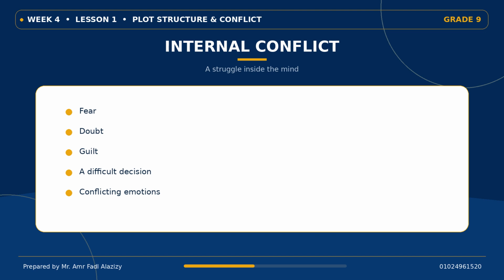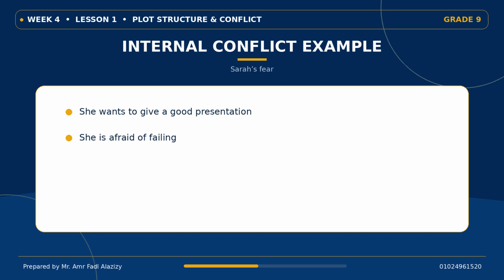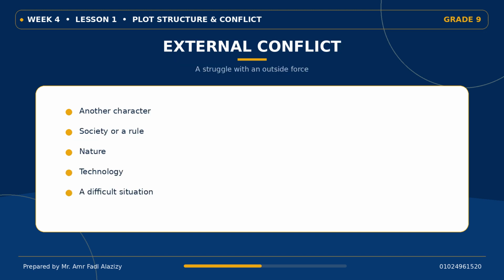Internal conflict happens inside the character's mind. The character may struggle with fear, doubt, guilt, a difficult decision, or conflicting emotions. For example, Sarah wants to give a good presentation, but she is afraid of failing. This is internal conflict. The struggle is happening inside Sarah.